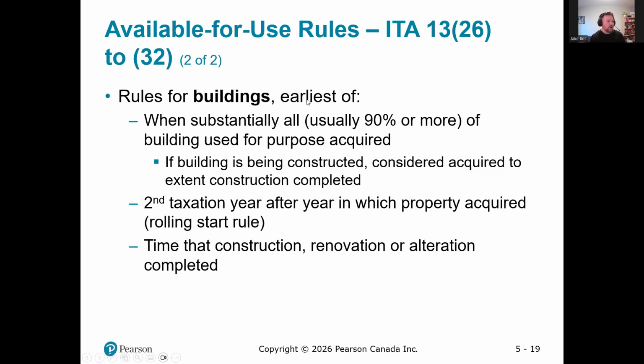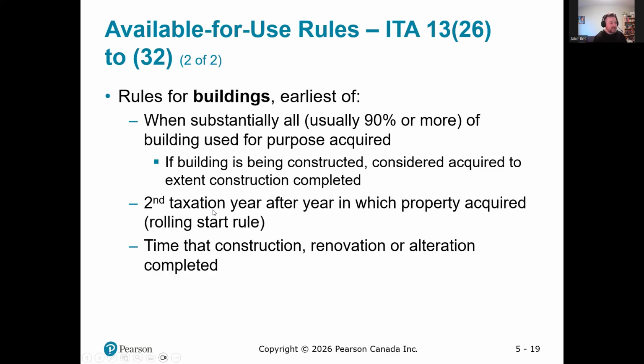Rules for buildings: the earliest of when substantially all, usually 90% or more, of the building is used for the purpose acquired. So if the building's being constructed, it's considered acquired to the extent construction is completed. Let's say I'm building a manufacturing facility. I have the building complete, the floor is ready, but we're still waiting for some back offices to be finished. Since 90% of the building is for that function, the manufacturing, I can consider the building as available for use, and I can begin CCA on it, even though the entire building's not fully finished.